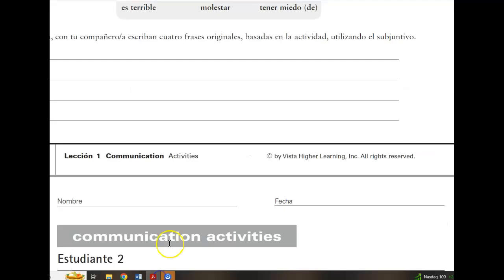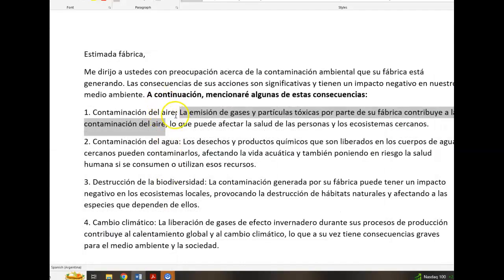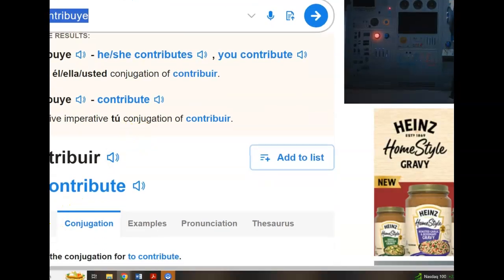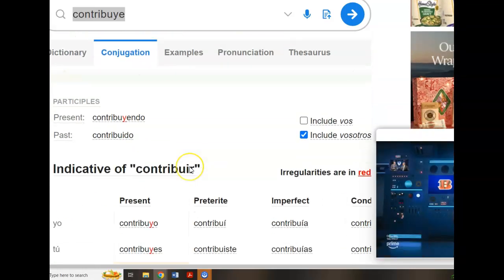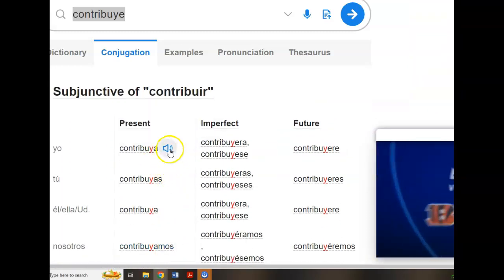Step one, introduce one of these phrases at the very beginning. I'm just going to use the first one. Es una lástima. So going back, es una lástima que, it's a pity that, la emisión de gases y partículas tóxicas por parte de su fábrica. And then this verb, it's a cognate. If you want to know what it is, copy it. Go back over to the Spanish dictionary, paste it, and it would tell you that it's the verb contribuir. Cognate, yeah? To contribute. How would it change into the subjunctive? Well, start with the O form in the present indicative, and then here you have your subjunctive conjugations.